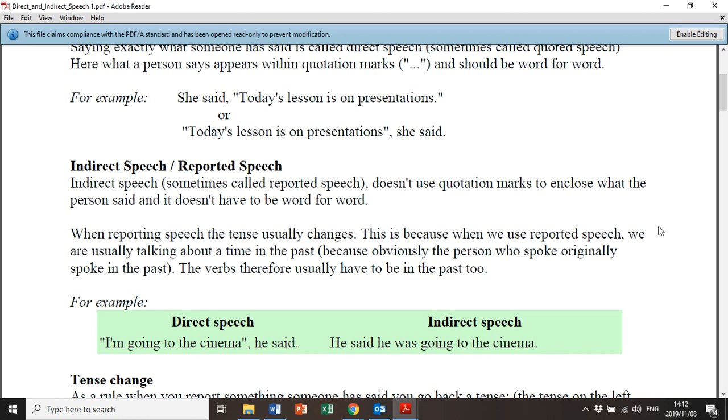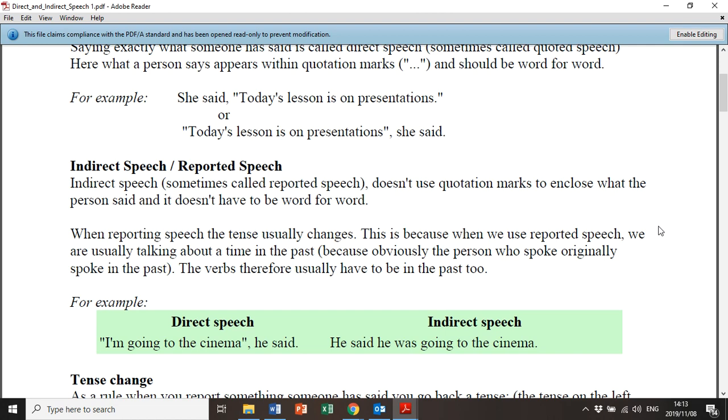Nou as ons kyk na die antwoord wat hulle vir ons gee in indirect speech, sê hulle, he said he was going to the cinema. So met ander woorde, die auxiliary am verander na was toe en going bly dieselfde. En jy laat val natuurlik jou inverted commas of jou aanhalingstekens. He said he was going to the cinema. Daar's natuurlik ook 'n verandering in die pronoun.